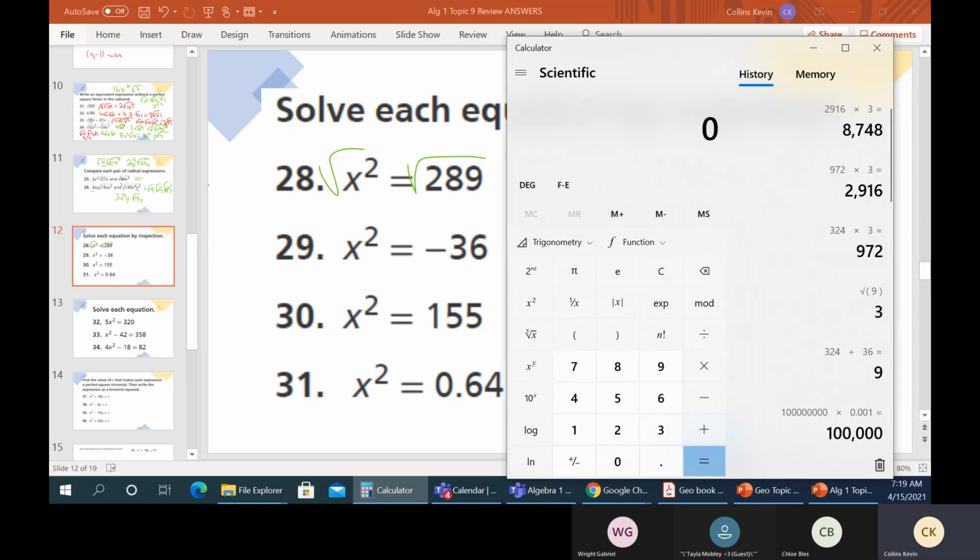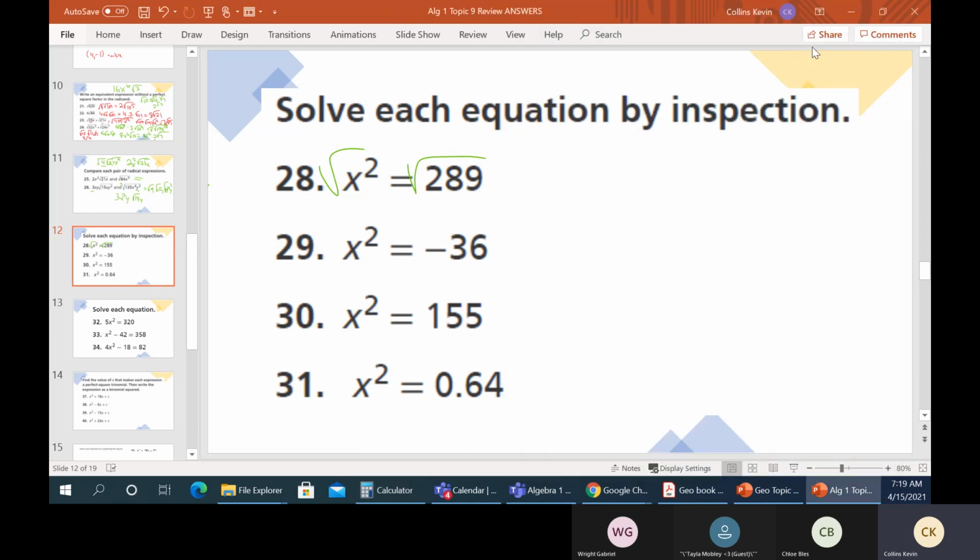So then we say, all right, let's do 289. Take the square root of that. So that's 17. Now remember, 17 times 17 is 289, but also negative 17 and negative 17 multiplied together is 289. So then we'll say plus or minus 17. That's our answer.